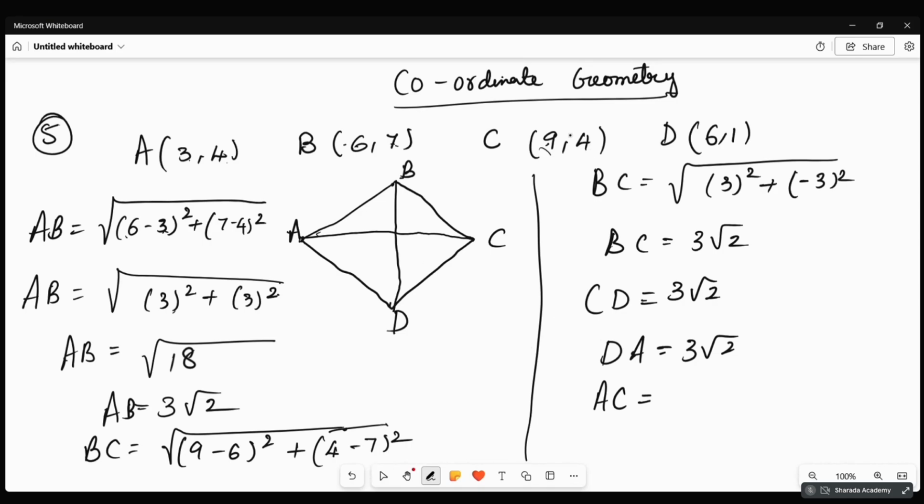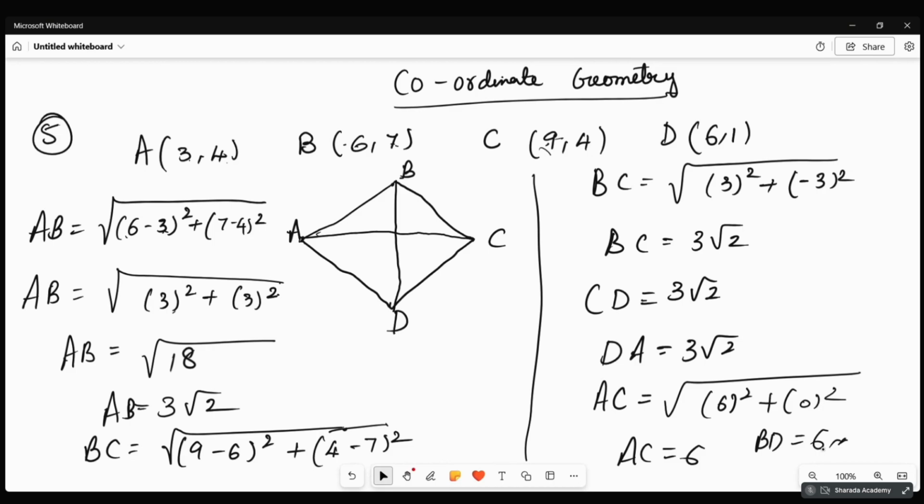Next, AC will be what? 9 minus 3 whole square, so that is 6 square, plus 4 minus 4, 0. What will you get? 6. What about this? 6 minus 3 is 3 square, 1 minus 4, that is also 6. BD you should calculate. 6 minus 6, 0. 1 minus 7, minus 6 whole square, that is also 6. So we will get BD also 6 units.